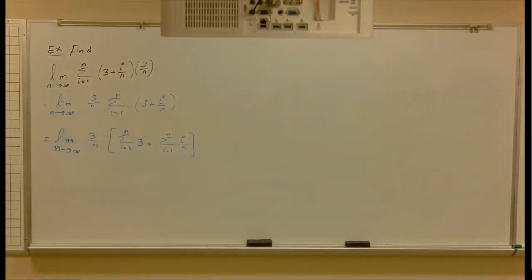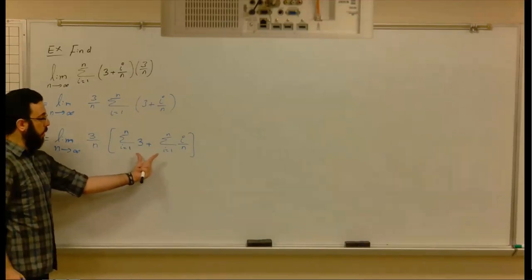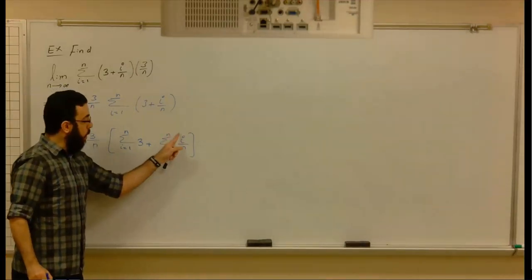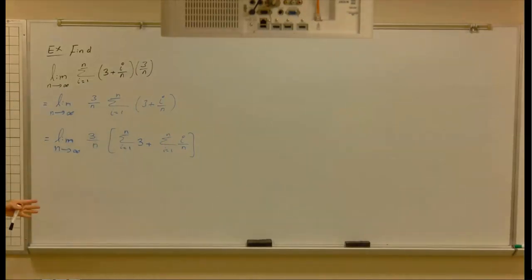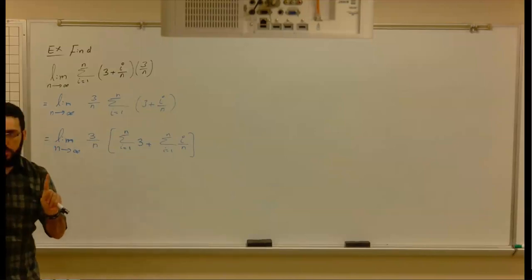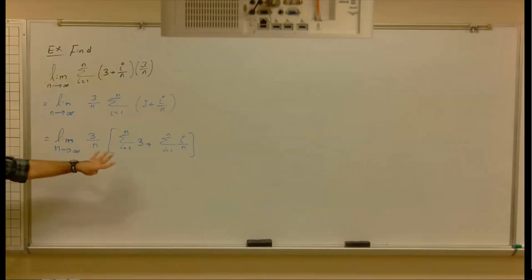Now let's check. What's the next step? I'm not going to do anything here. What about this one? 1 over n. 1 over n is a number. Can I take it outside the summation? You see, I have to use the formulas. So I need to do the math in a way I can use the formula.